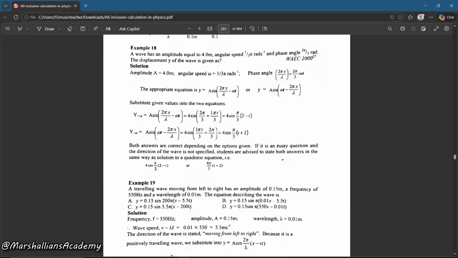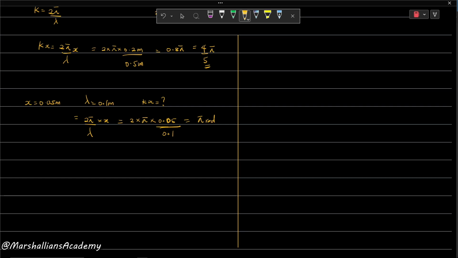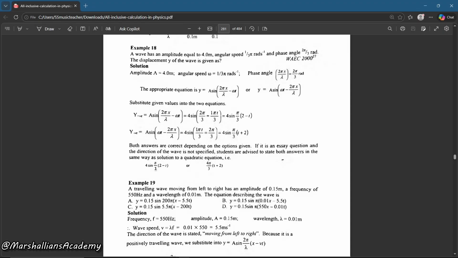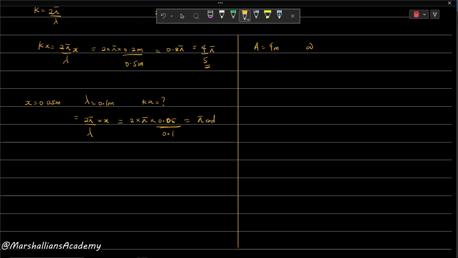Now they give us another example. They said a wave has an amplitude of 4 meters, and an angular speed of 1 over 3 pi radian per second. Angular speed is represented with the symbol omega. Whenever you see omega, omega means angular speed, and they said it is 1 over 3 pi radian per second.